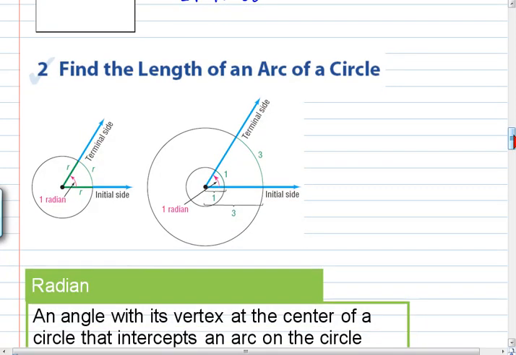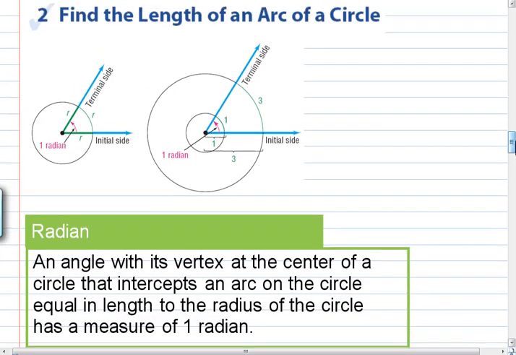All right, next, find the length of an arc of a circle. Okay, in order to find lengths of arcs of circles, it's actually easier to work with a radian. So an arc here would be this distance right here.